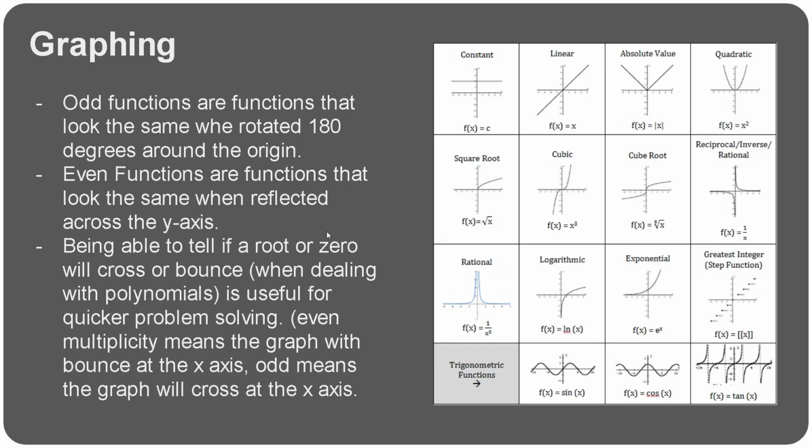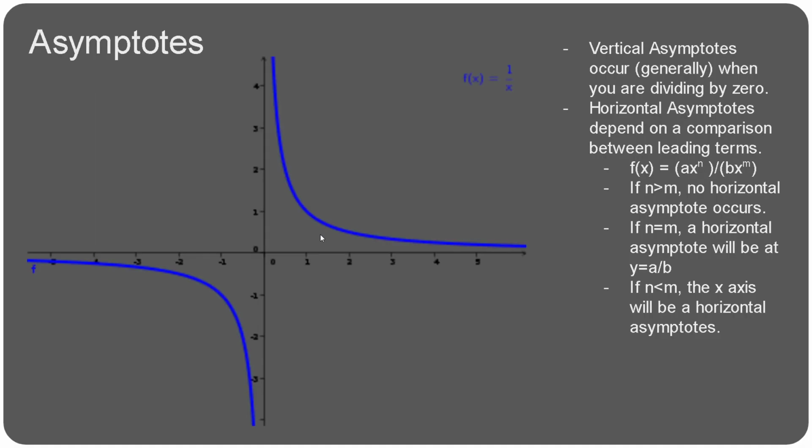And then being able to tell if a root or a zero will cross or bounce. This is especially important with polynomials. It deals with the degrees, so the multiplicity. If the multiplicity is even, then that means that the graph will bounce at that root. And if it is odd, that means the graph will cross the x-axis at that x value.